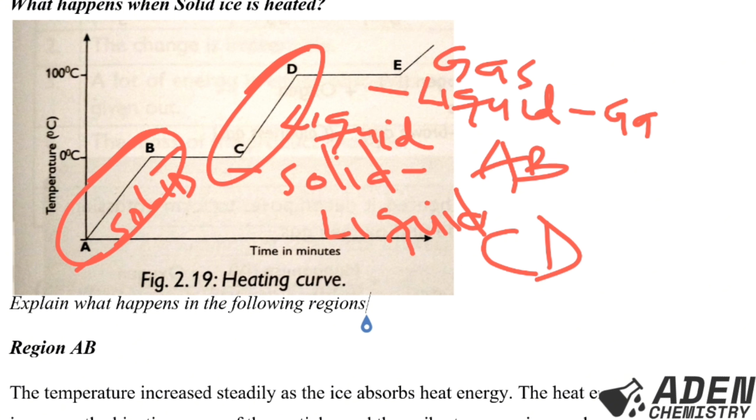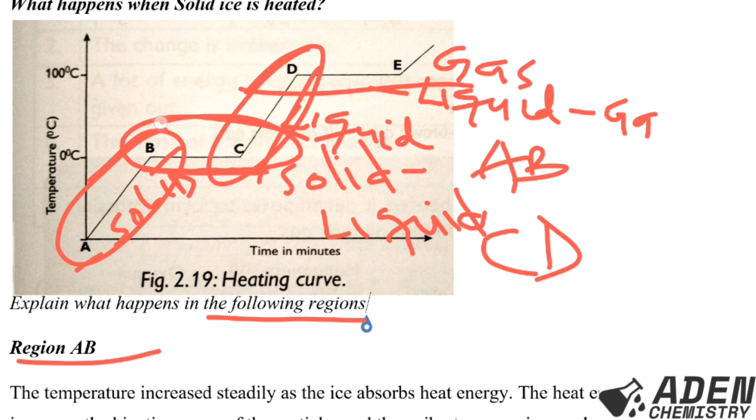The next, you can be told to explain what happens in the following regions. So we start with region AB or BC or CD or DE. Even sometimes you can be asked to explain why the temperature remains constant in region BC and also DE. We have to explain. So all of those questions, we are going to explain below.